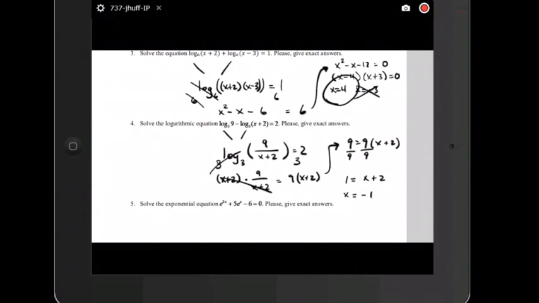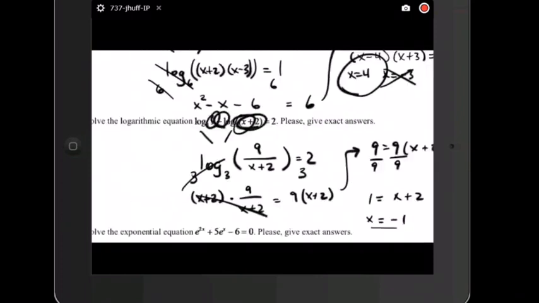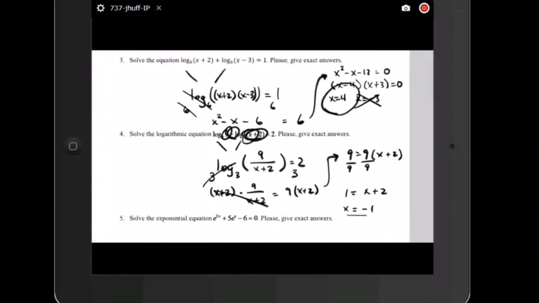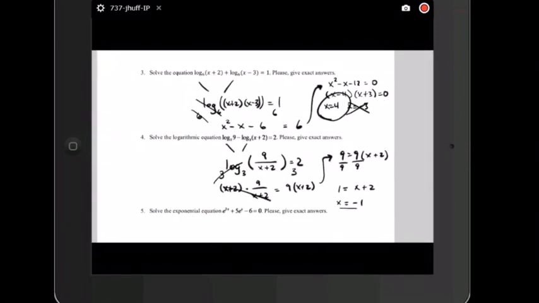And again, it's not that your solution can't be negative, it just can't make the logarithm negative. So if we plug in a -1 right here for x, -1 plus 2 is +1, which is fine. So x equals -1 is a valid solution.